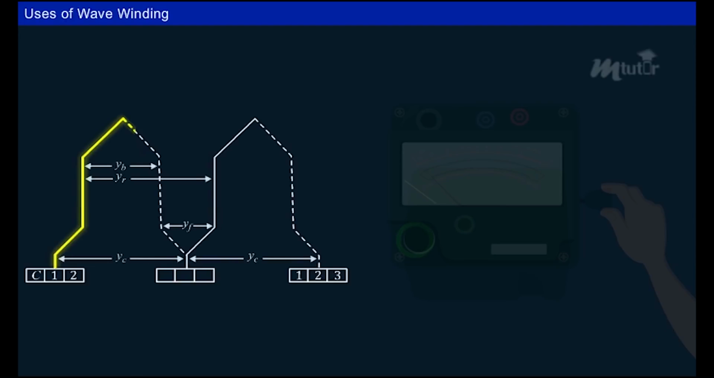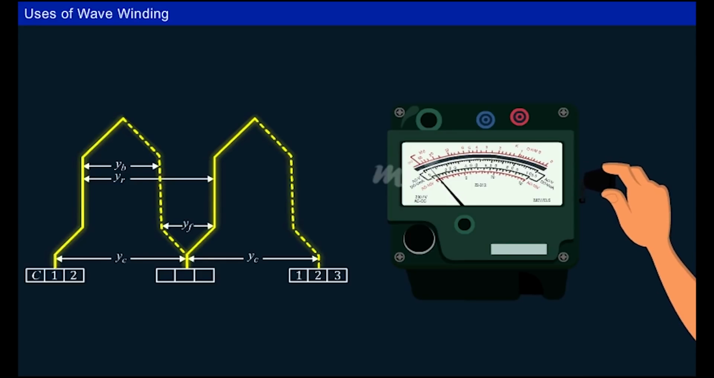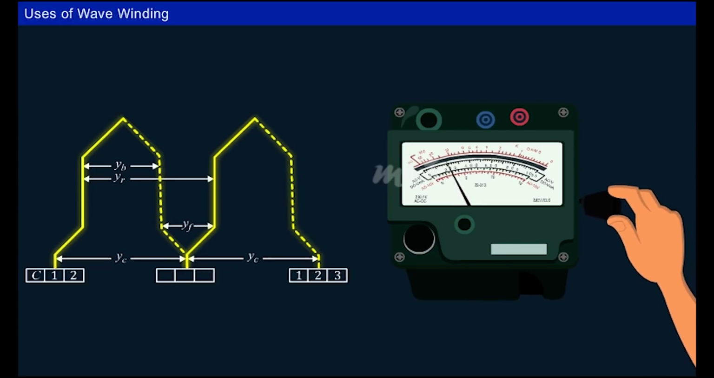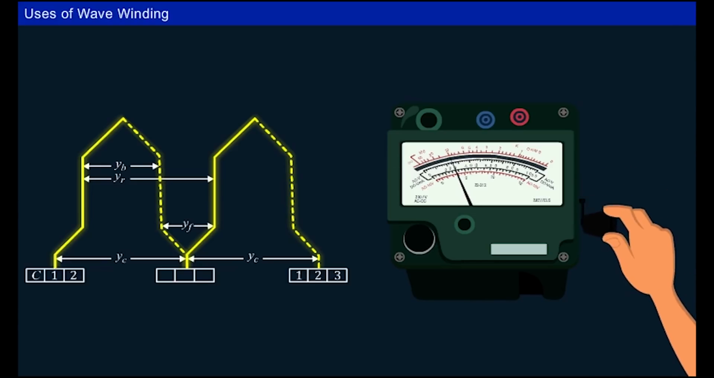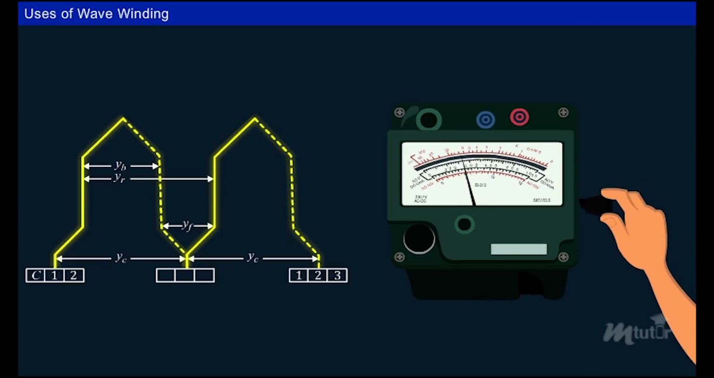As we have seen, in the wave type winding, the coils are connected in series. Hence, the voltage of each winding gets added, but the current remains the same. Therefore, this type of armature winding is used in applications requiring high voltage and low current, such as the hand-cranked megohm meters for providing high test voltages.